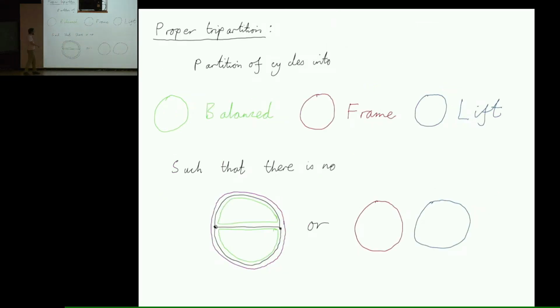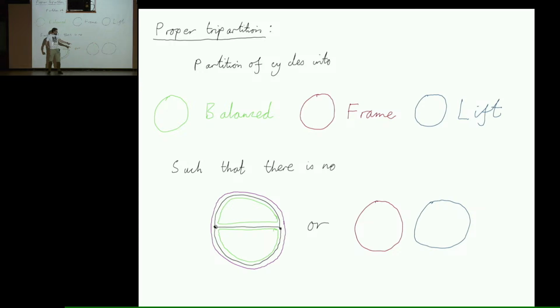Okay. And the rules are also almost the same as before. So we've still got this rule here, which says that you can't have a theta in which exactly two of the cycles are balanced and the other one is unbalanced. And then we have a new rule, which says you can't have two disjoint cycles in your graph, one of which is frame and the other of which is lift.